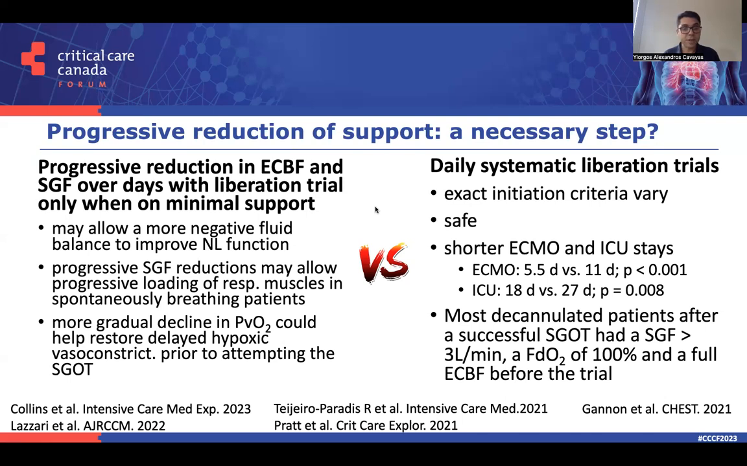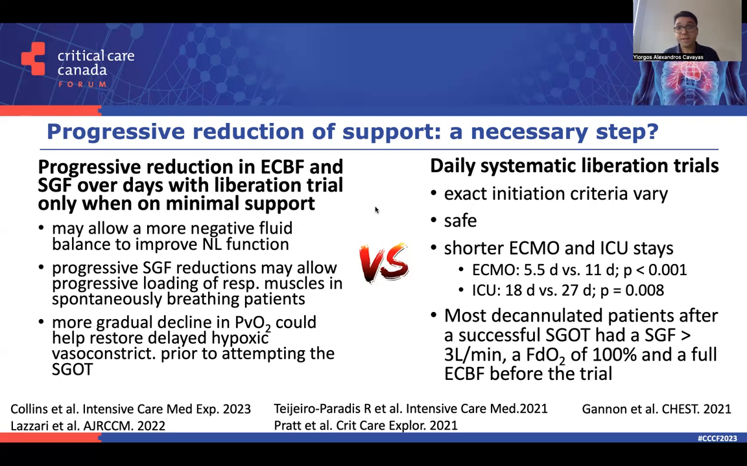A progressive reduction in ECMO support may allow for a more negative fluid balance in order to improve native lung function. Also, progressive sweep gas flow reductions may allow progressive loading of the respiratory muscles in spontaneously breathing patients. A more gradual decline in the PvO2 entering the lungs could help restore delayed hypoxic vasoconstriction prior to attempting a sweep gas off trial.